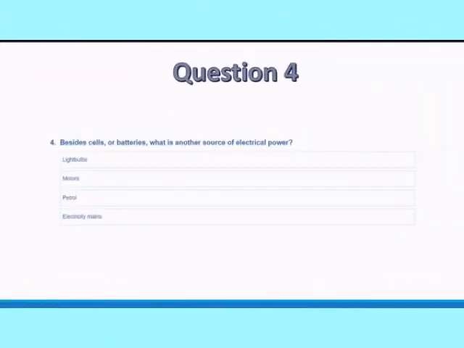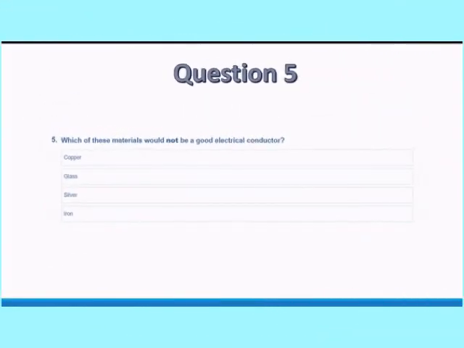Question 4. Besides cells or batteries, what is another source of electrical power? Is it A, light bulbs, B, motors, C, petrol, or D, electricity mains? Pause the video and record your answer. Question 5. Which of these materials would not be a good electrical conductor? Is it A, copper, B, glass, C, silver, or D, iron? Pause the video and write the answer down.